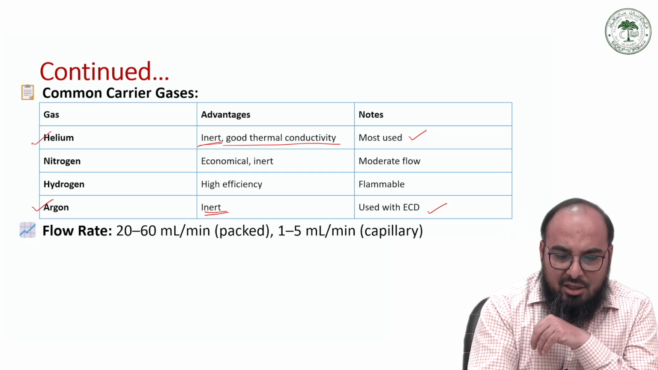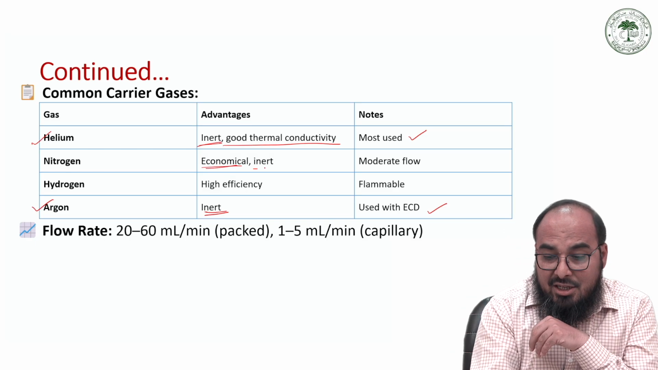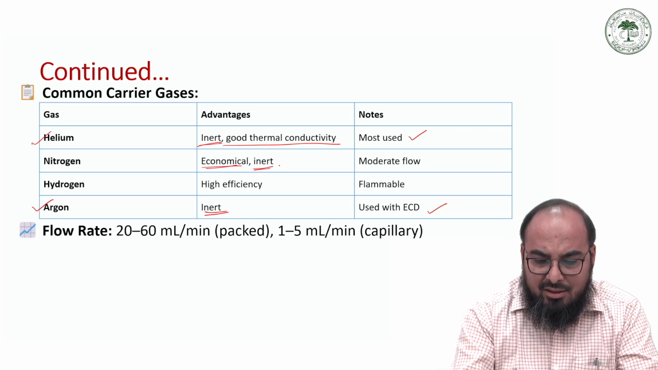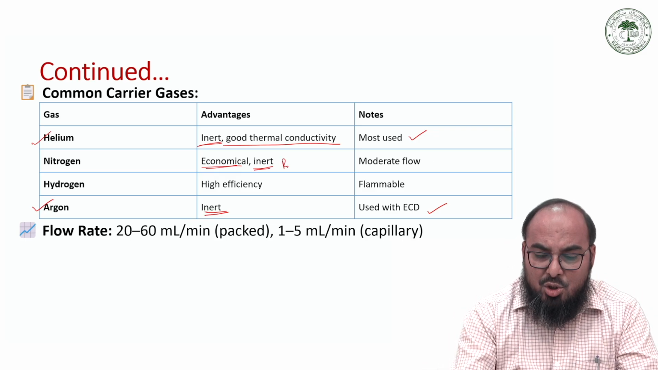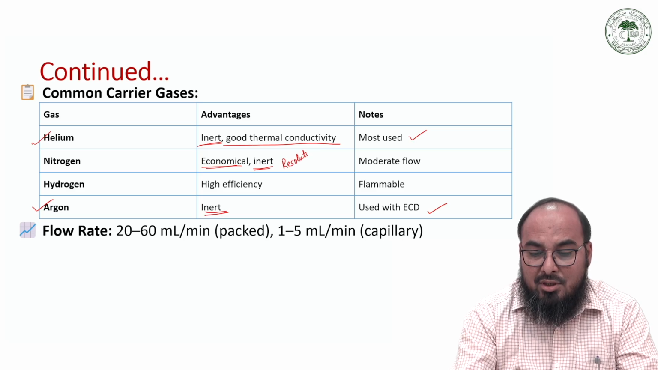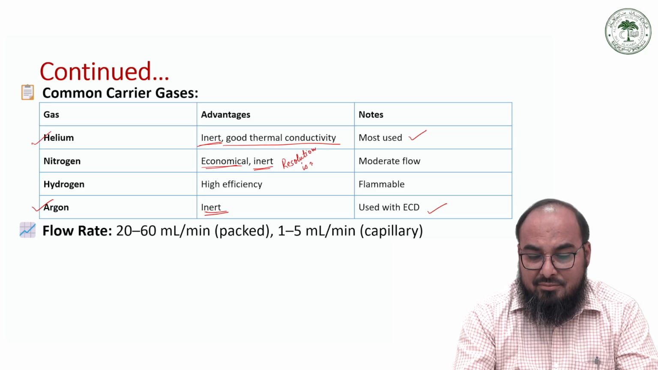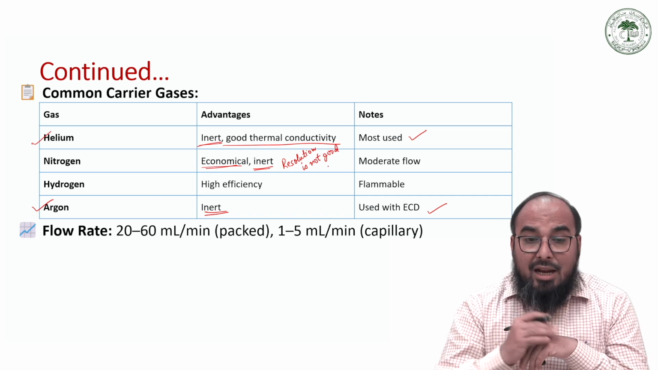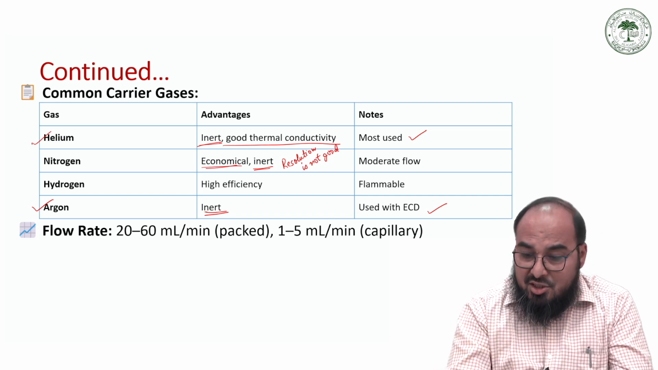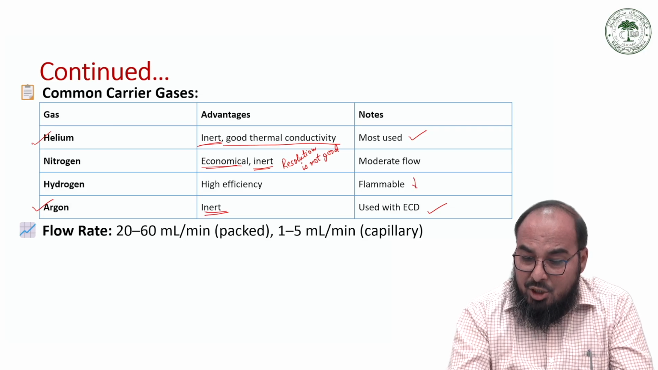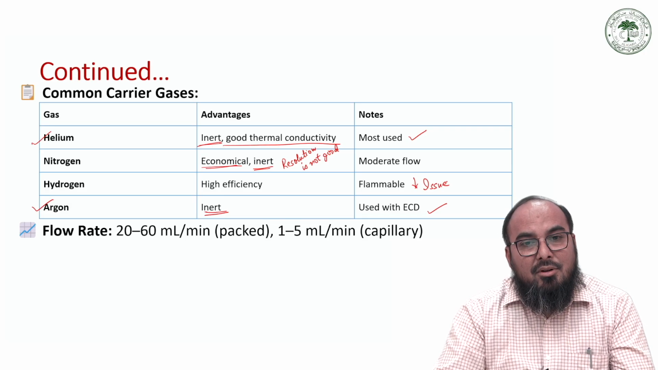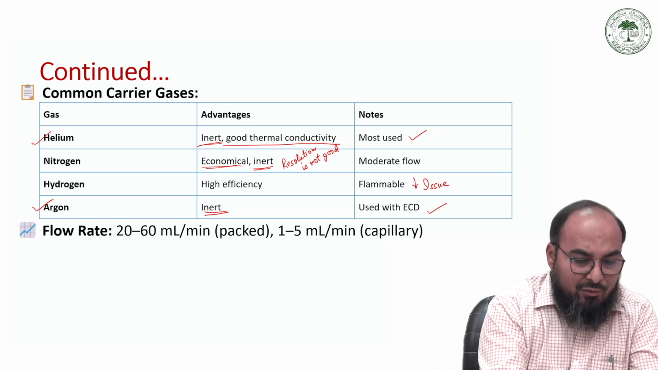While nitrogen is of course economical and it is inert, it has a moderate flow, and here you can see resolution is an issue. Resolution is not good when you take nitrogen. Similarly, hydrogen has very good efficiency, but at the same time, flammability is a very big issue. So most of the time, you have to avoid hydrogen.